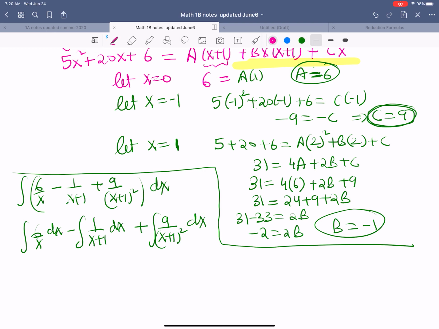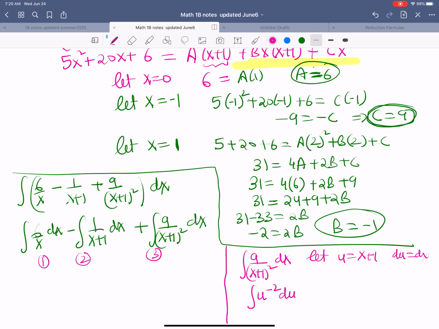Okay, so I'm just going to call these integrands 1, 2, and 3. I'm going to do integrand 3 on the scratch work because this is a clear u substitution. If I let u be x plus 1, du will be dx. So this is u to the power negative 2 du, which turns out to be u to the power negative 1. I'm not going to bother about plus c yet. We will take care of it with our final answer. So this third integrand actually turns out to be negative 1 over x plus 1.